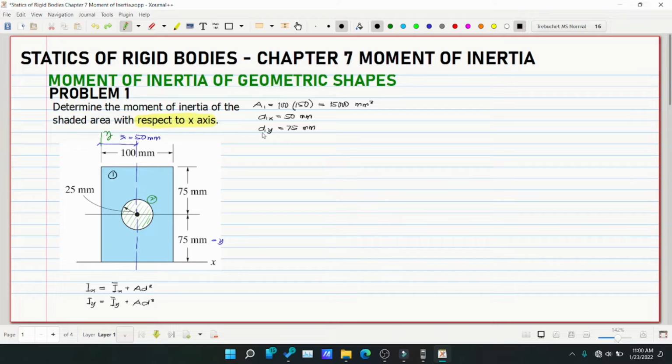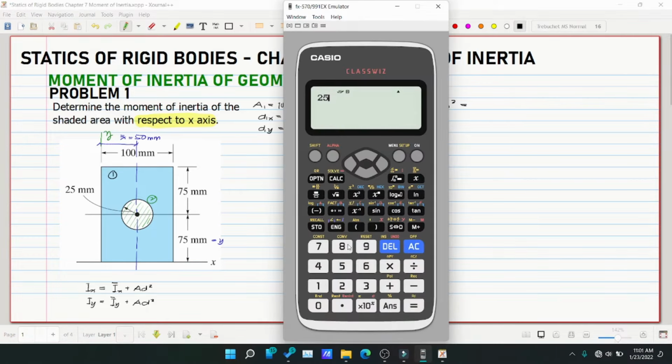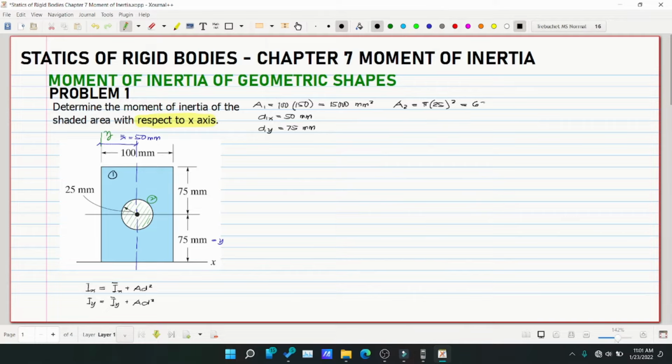Okay, so meron tayong area 1. Solve naman natin yung ating area 2. This is a circle. Ang radius niya is 25. So, that is pi r squared. So, 25 squared na lang. So, 625. So, 625 pi millimeter squared.